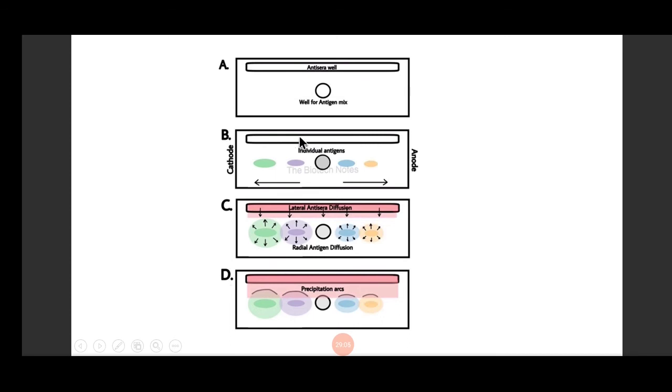Then we remove the cathode and anode, and we place antibody in a large long well, and we look for antigen-antibody reaction. So different antigens will give different precipitation lines. You had applied current at one point just to separate the antigens, and then you have removed the current, and then it was the same as double diffusion.